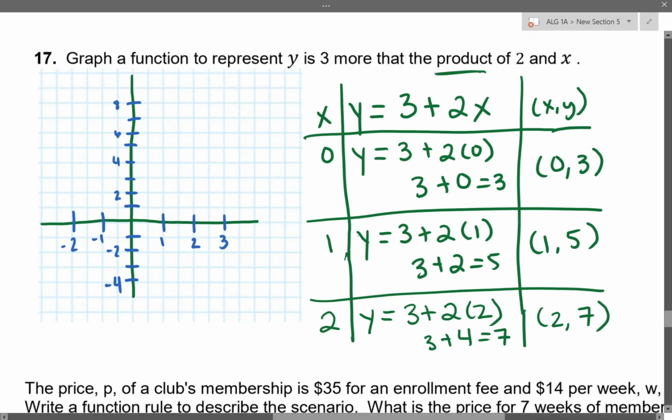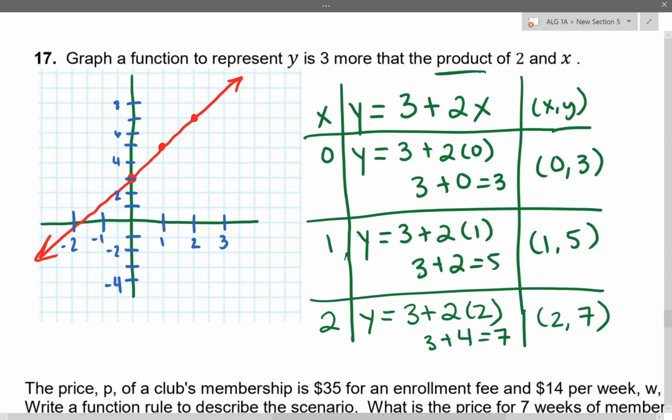Alright, so my first ordered pair is 0. So 0 is right in the middle, and then go up to 3. So 1, 2, and 3. Okay, the next one is 1 and 5. So 1 is on the right, up to 5. And last but not least, 2 and 7, 2 and 7. Draw my straight line, and I am done. Okay, remember you can always rewind or pause the video at any time.